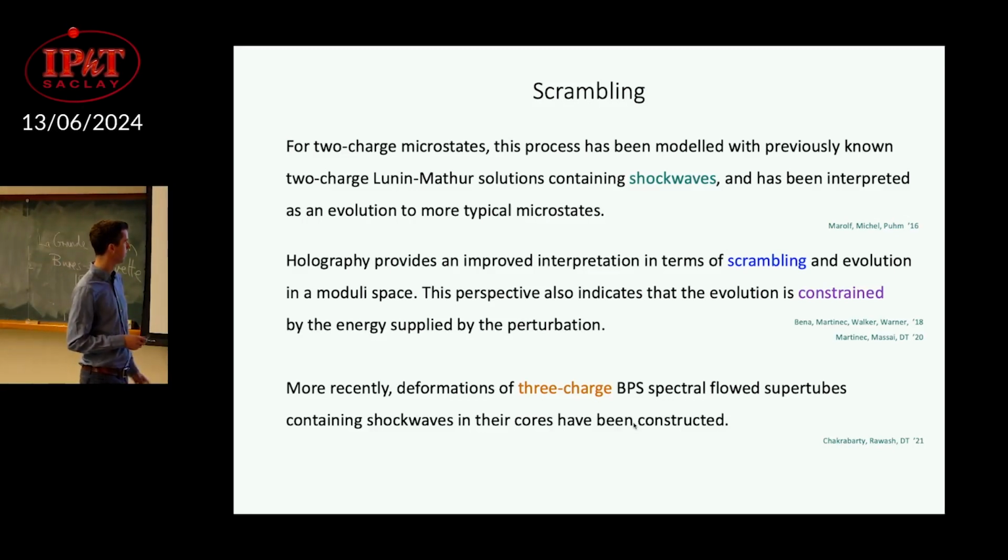Motivated by this, we constructed deformations of these three-charge spectral flowed circular supertubes containing shock waves in their cores.